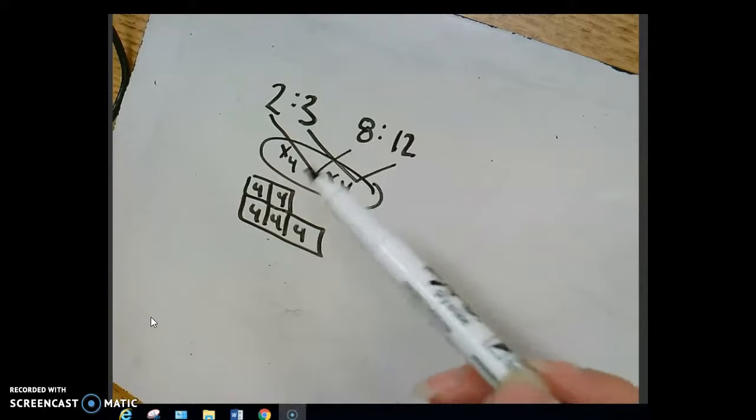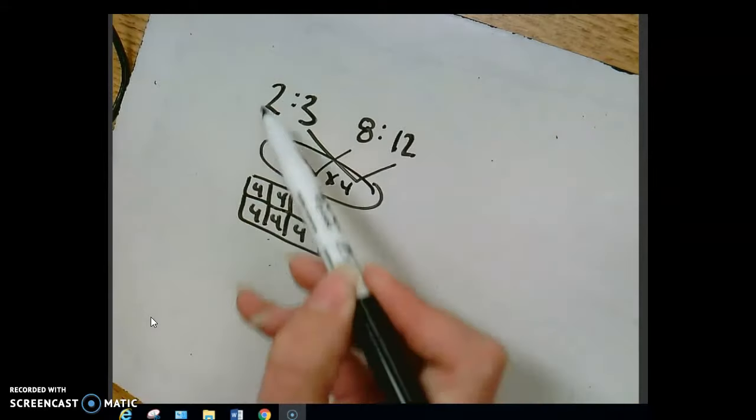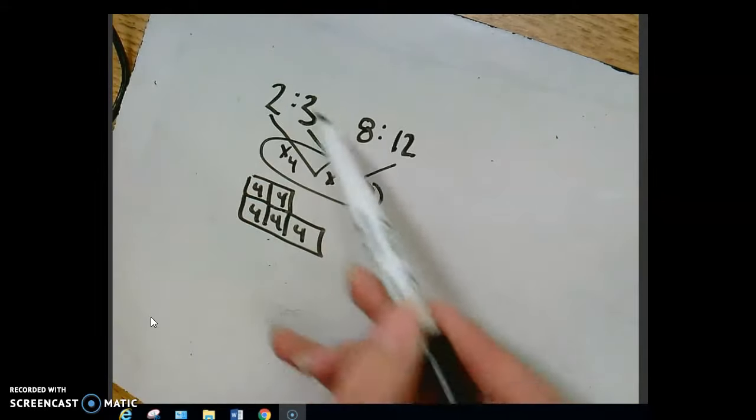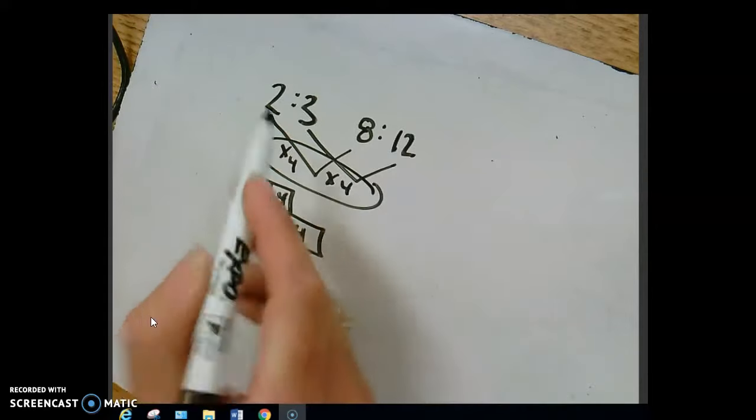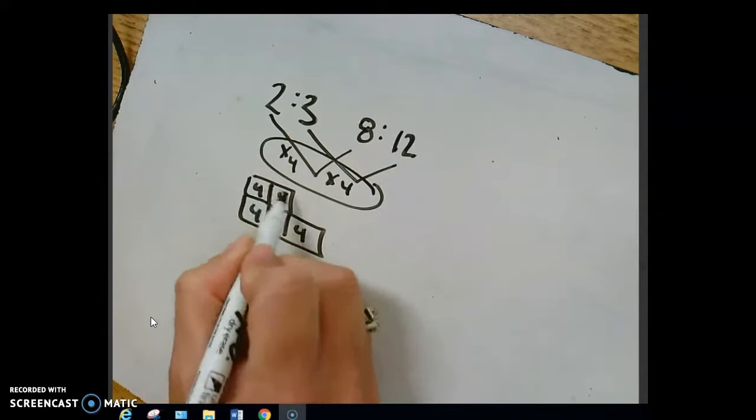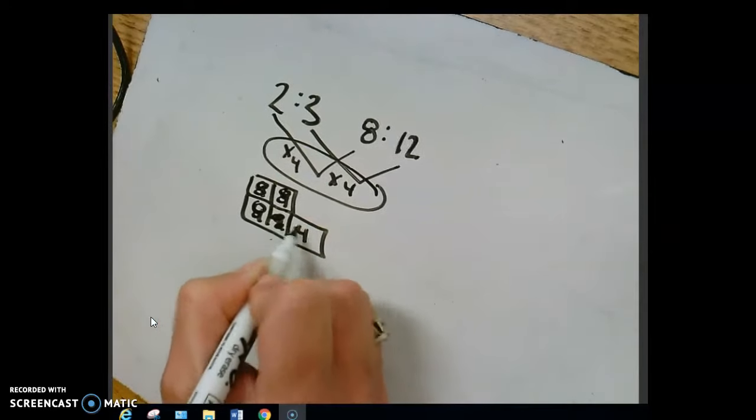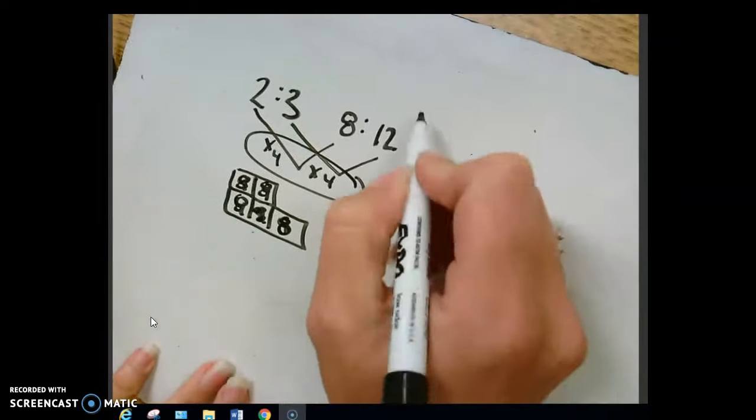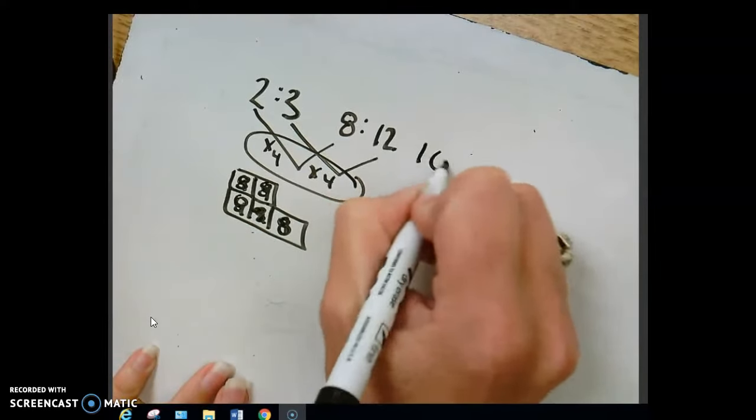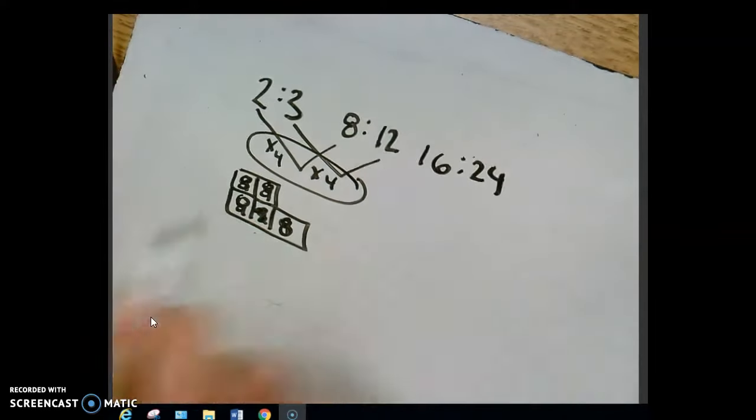So, we have a tape diagram to demonstrate it. We have 2 groups of 4 and 3 groups of 4. As long as we keep these groups, these units, the same, we can change what is inside here and get 8, 8, 8, 8, 8. And then we could have an equivalent ratio that would be 16 to 24.